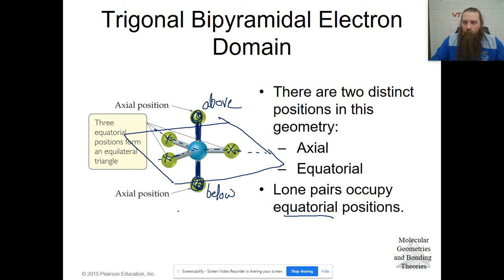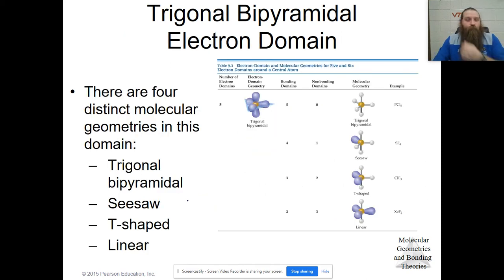And why, right? We don't just want to say something and not know why. Well, if I put a big lone pair up here, I would expect it to force these bonds down, and now they would be below the plane of the paper. It would no longer have the same geometry. Now, there are 4 molecular geometries in the domain that has 5 electron domains. You have trigonal bipyramidal, you have seesaw, we have T-shaped, and we have linear.